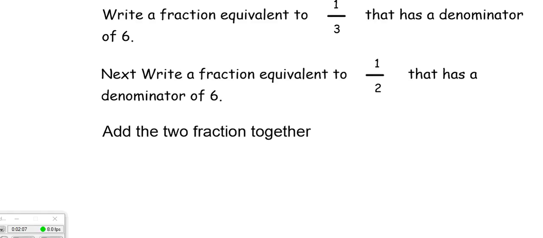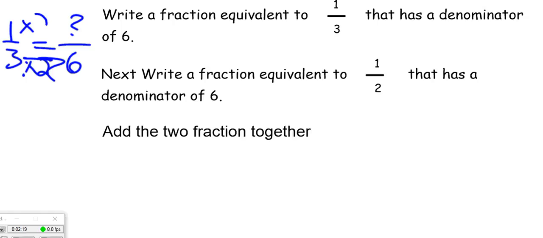We start with this: write a fraction equivalent to 1/3 that has a denominator of 6. So I want 1/3 to equal something over 6. So how does 3 become 6? I would multiply by 2. So if I multiply by 2 on the top, in essence, I'll write it down here. If I'm multiplying by 2 over 2, this is equal to 1.